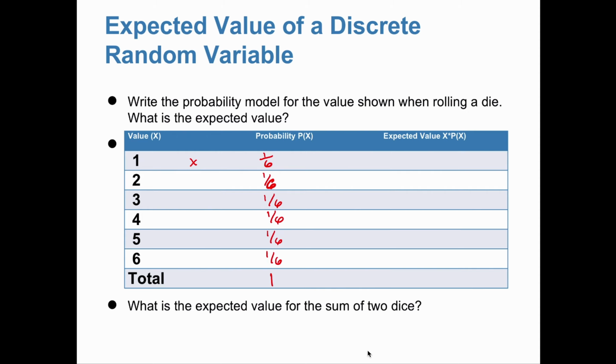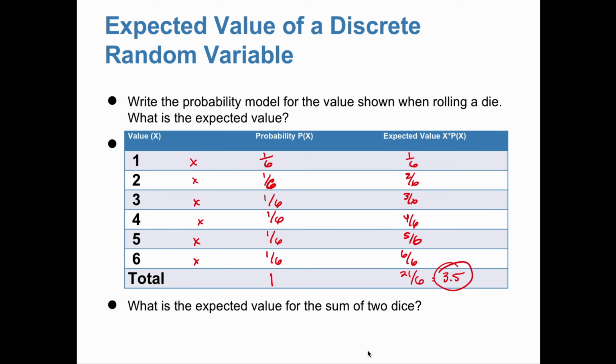So then we multiply the value times the probability, and so that would be 2 out of 6, and that would be 3 out of 6, and that would be 4 out of 6, and that would be 5 out of 6, and that would be 6 out of 6, and you add all of those up, and that is 15, 18, 21 out of 6, which is 3.5. So this is the expected value for one roll of a die.